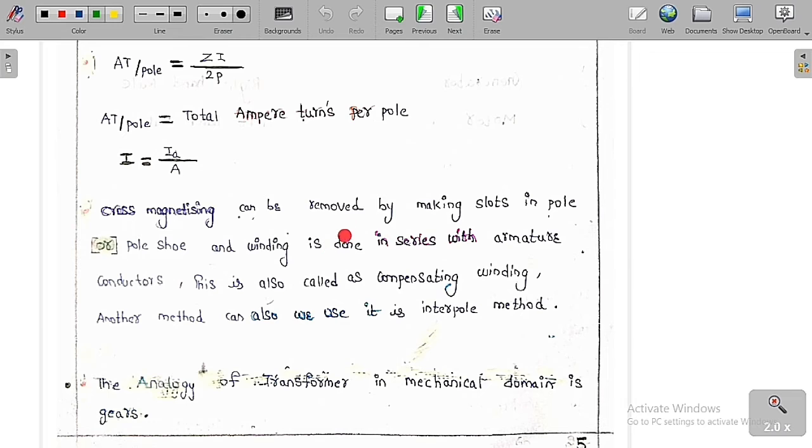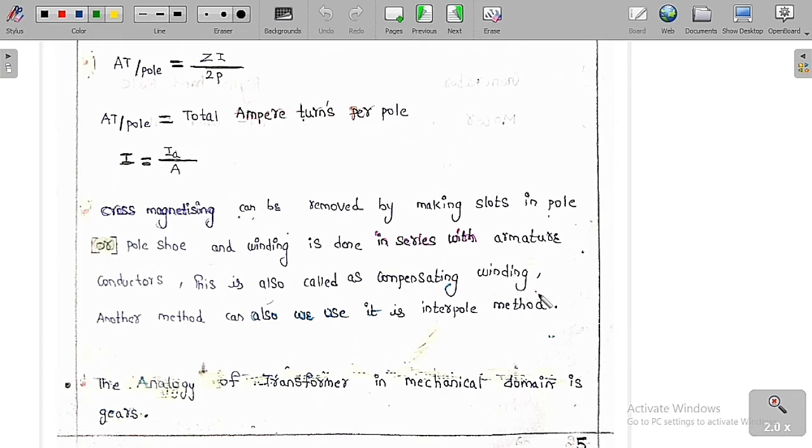Cross magnetization can be removed by making slots in the pole or pole shoe, with winding done in series with the armature conductors. This is also called a compensating winding. Another method can also be used, the interpole method. I have already told you, with the help of interpoles we eliminate the cross magnetization, whereas with the help of compensating winding we eliminate the demagnetization.